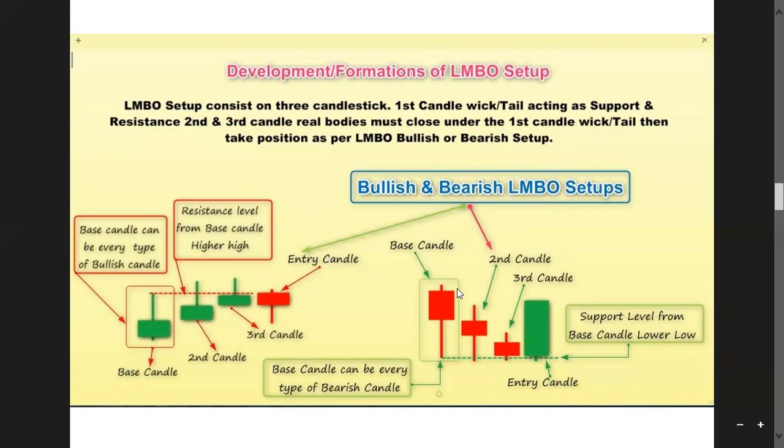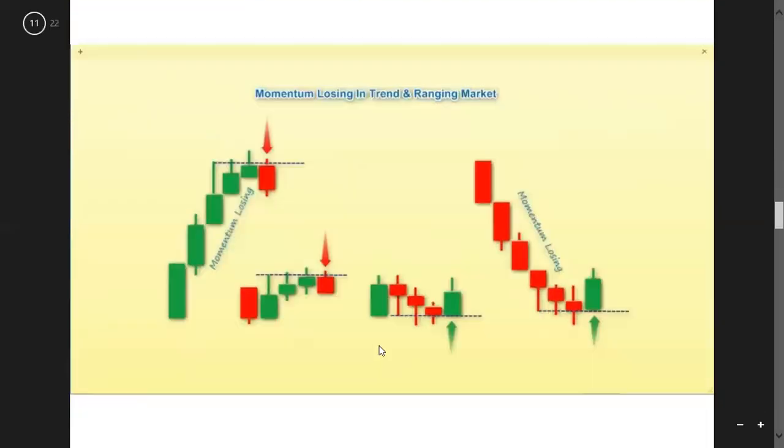In this case, that is a down thrust candle. The two candles right closed above this support level. That is a base candle down thrust, and this candle going up. Why? Because the momentum is totally decreased. On the next slide, the momentum in the trend and momentum in the ranging market.